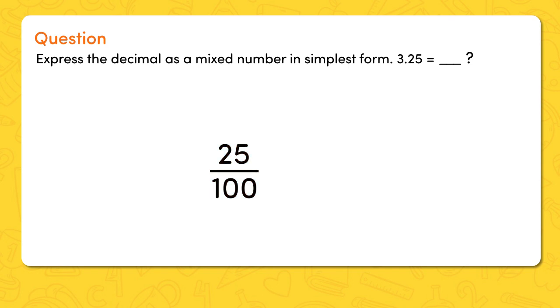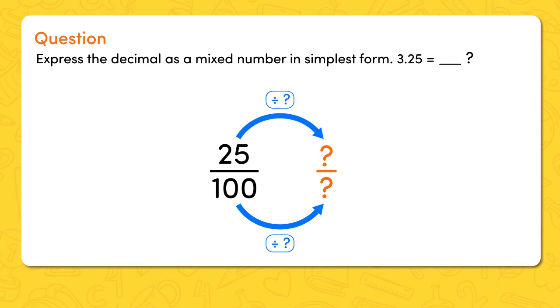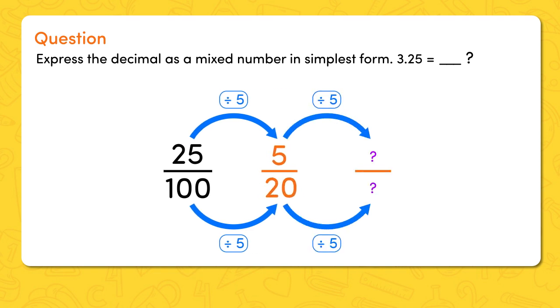These are big numbers. Let's think of what numbers we can divide both of them by. Yes, how about 5? Now we have 5 out of 20. Can this be further simplified? Yes, we can divide both numerator and denominator by 5 again. That will give us 1 out of 4, or 1/4, which is in the simplest form.